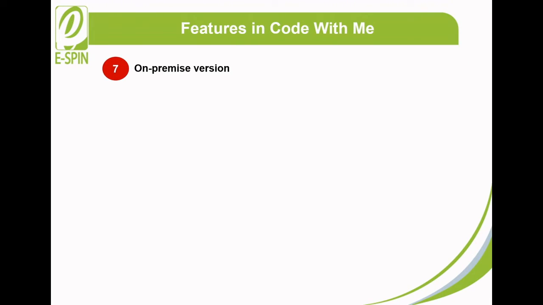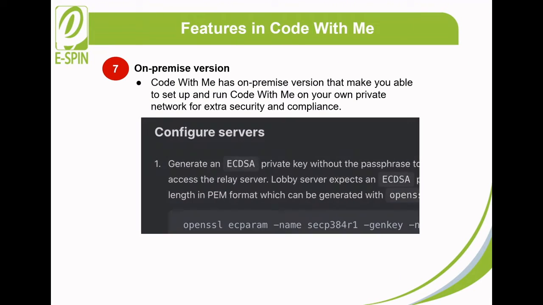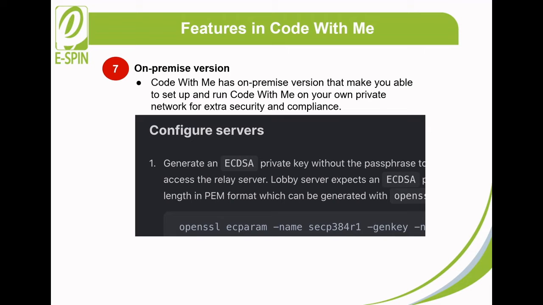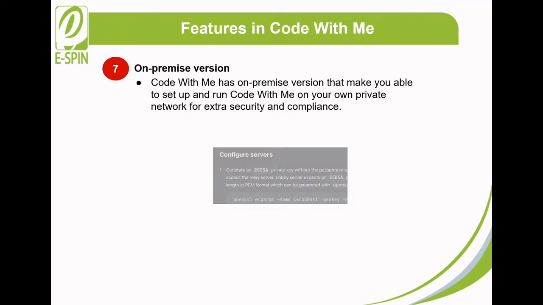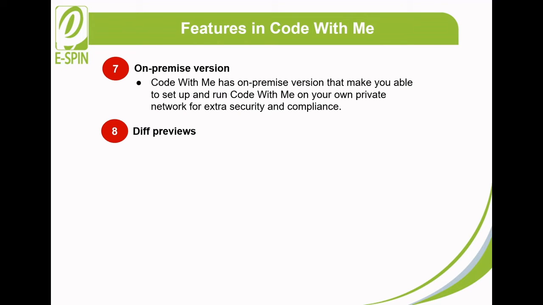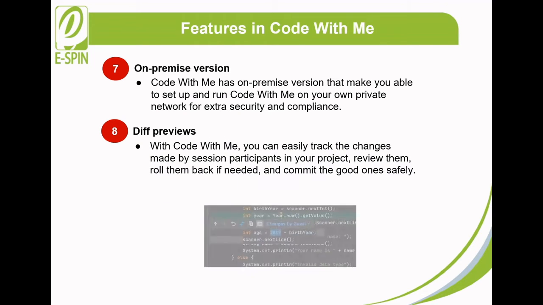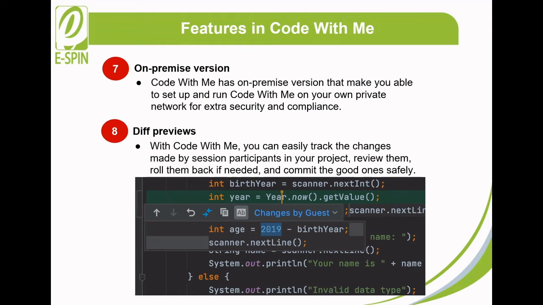7. On-premises version. Code With Me has an on-premises version that makes you able to set up and run Code With Me on your own private network for extra security and compliance. 8. Diff previews. With Code With Me, you can easily track the changes made by session participants in your project, review them, roll them back if needed, and commit the good ones safely.